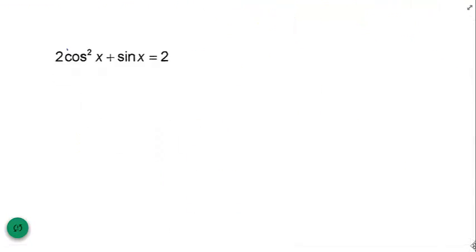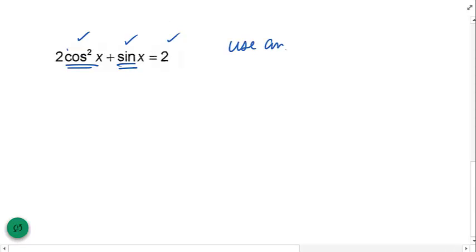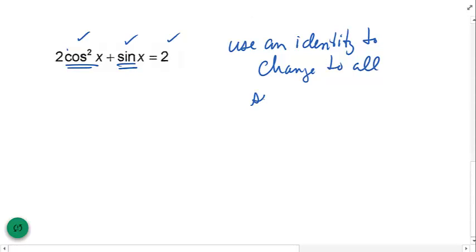The last problem is we're going to have to do a trig substitution. Now in this case, unfortunately, my problem is a trinomial, but the trig ratios don't match. So what I have to do is use an identity to change them. And I want to change to all sine ratios. Why is that? Because this linear term I can't change, but this one I can because I know my Pythagorean identity.